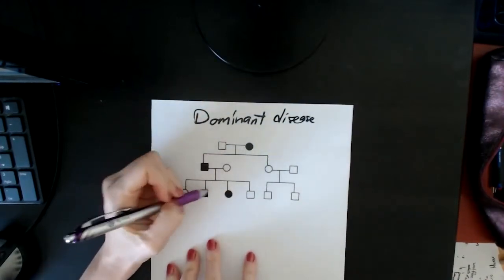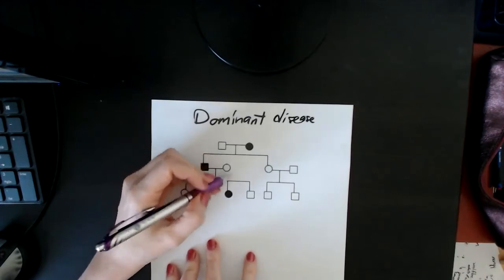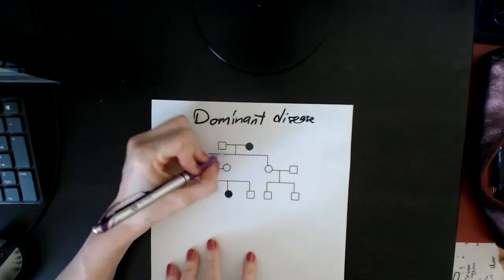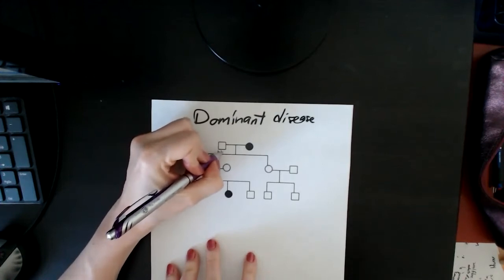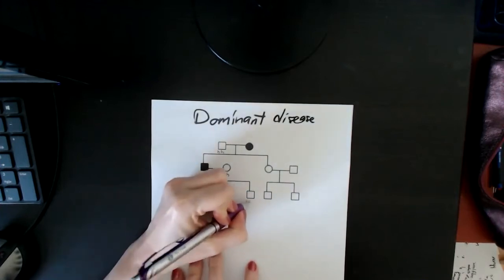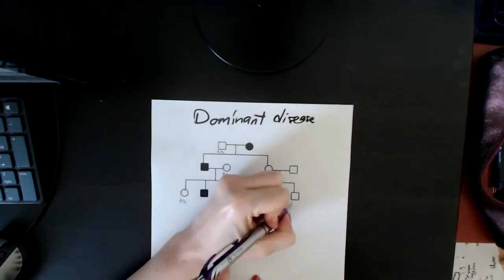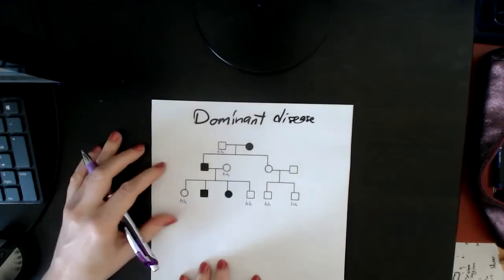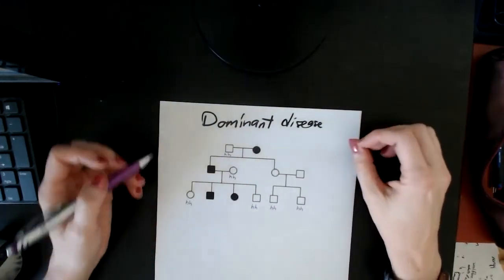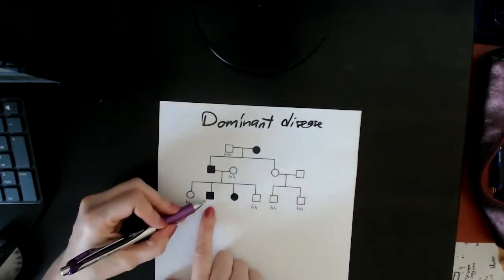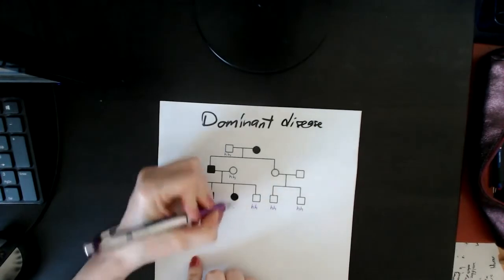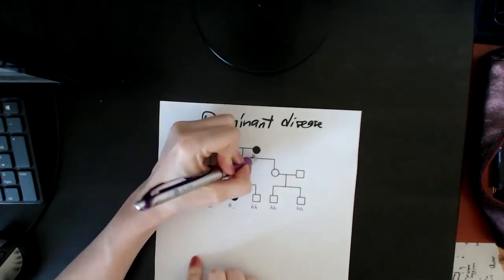So if the dark ones have the disease, right, and the light ones don't, then I know that anybody who doesn't have the disease doesn't have any copy of the dominant allele, so they must be homozygous recessive, okay? Now, and then you start to play the same game, all right? For example, here, this person has the disease. We know that they have to have at least one capital H. Same with this person up here. They have to have at least one capital H.